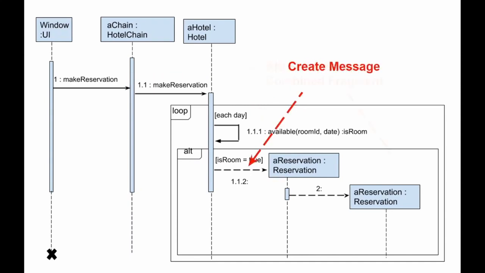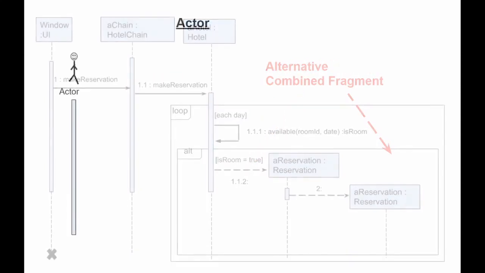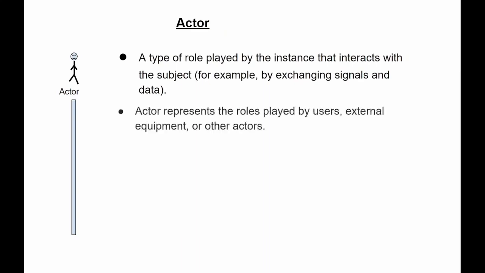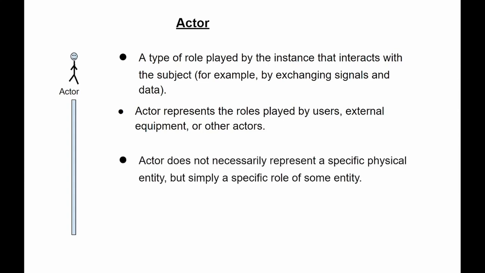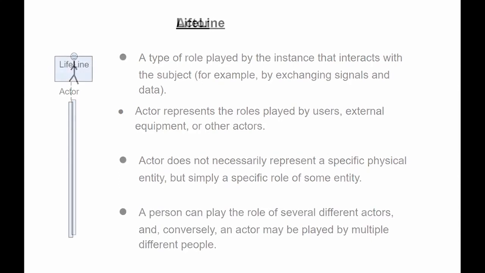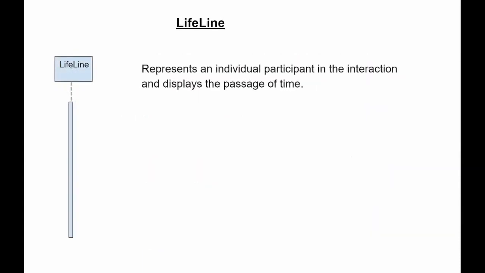Let's look at the basic notation of the sequence diagram. Actor, a type of role played by the instance that interacts with the subject, for example by exchanging signals and data. Actors represent the roles played by users, external equipment, or other actors. Actor does not necessarily represent a specific physical entity, but simply a specific role of some entity. A person can play the role of several different actors, and conversely, an actor may be represented by multiple different people. Lifeline. It represents an individual participant in the interaction and displays the passage of time.